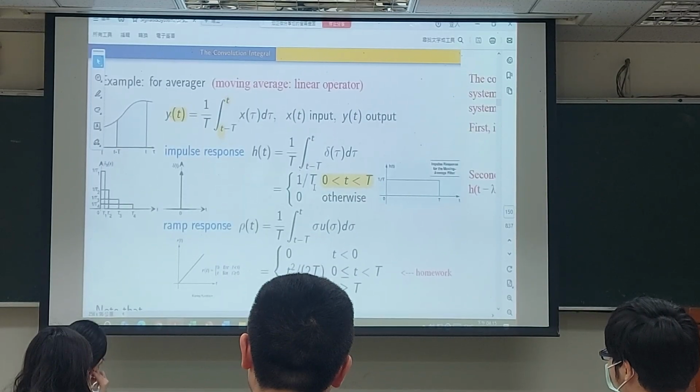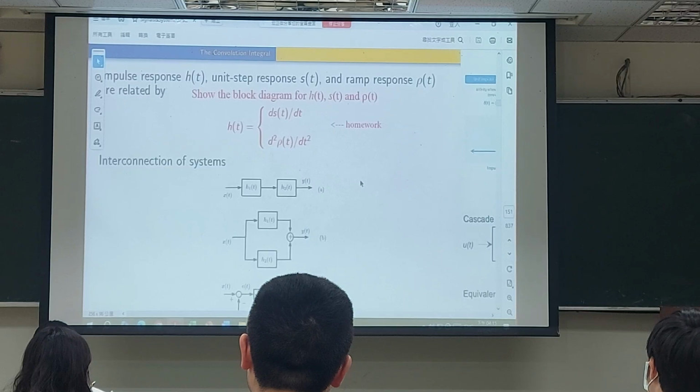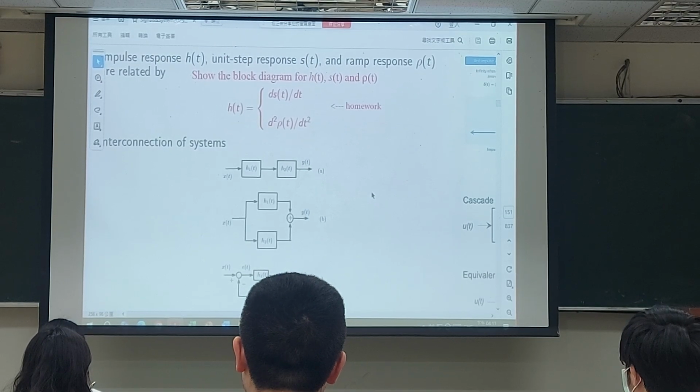Response and ramp response of average. So I'm going to use this one. Okay, now let's consider the interconnection of systems.